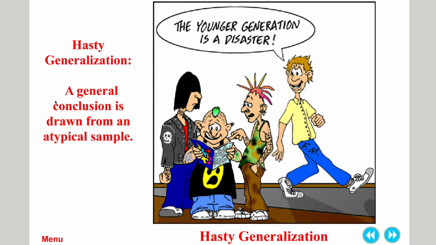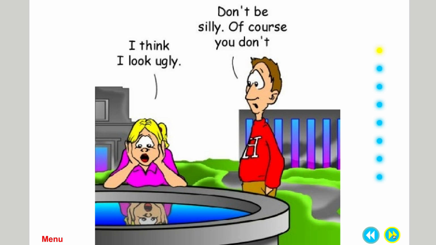But anyway, a general conclusion is drawn from an atypical sample here. So in other words, looking at these three guys, who look pretty fine to me, leads this person to say the young generation is a disaster. I guess he's not into punk rock or something, I don't know. But in any case, all forms of prejudice and bigotry are forms of hasty generalization, if they've even gone that far.